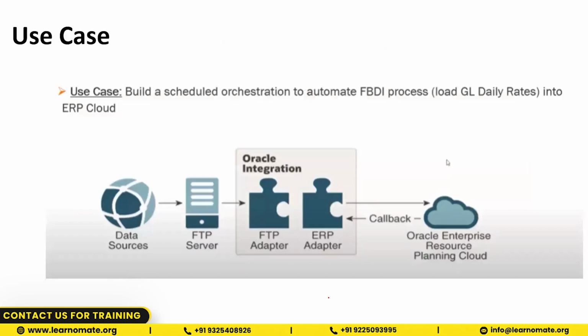Then this is the use case which we already have seen: how we can build that daily exchange rate integration. The data source will place the file over the FTP server. Then our OIC will read that file from the FTP server, convert the data into the loadable format, and load the data into the ERP system. Once that process is completed, you will receive some notification. This whole solution we can automate. We can build it one time and then every day it will work automatically. There is no human dependency.